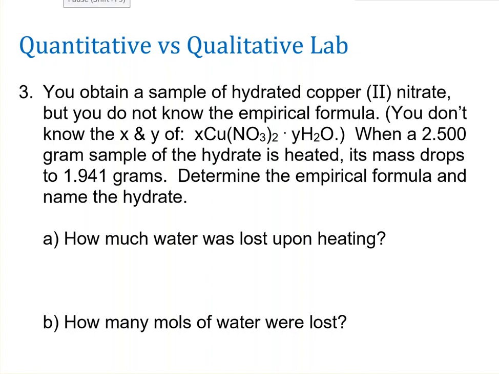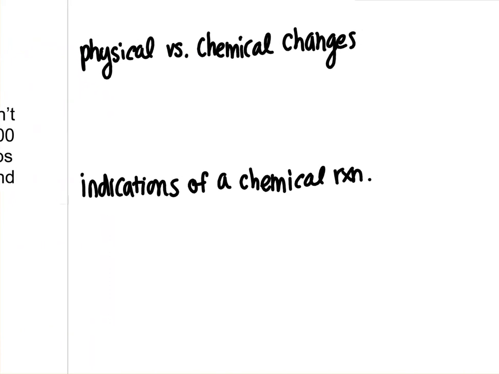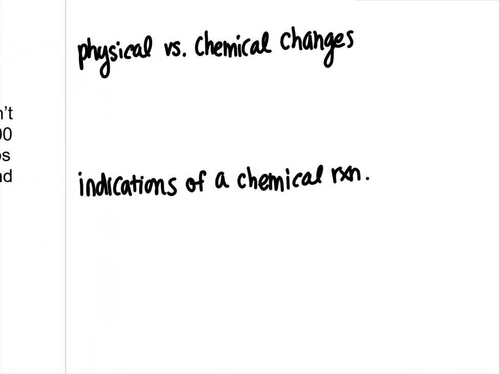In our qualitative and quantitative experiment, we had two different parts. One was looking at properties of substances to identify an unknown, and the other was determining a quantity, the number of water molecules in a hydrate, in a salt hydrate. So let's consider that first part, chemical and physical changes and indications of a chemical reaction.